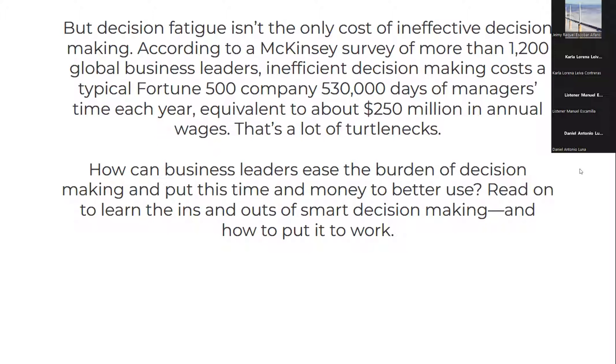Bad decision fatigue isn't the only cause of ineffective decision making. According to a McKinsey survey of more than 1,200 global business leaders, inefficient decision making costs a typical Fortune 500 company 530,000 days of managers' time each year, equivalent to about 250 million in annual wages.